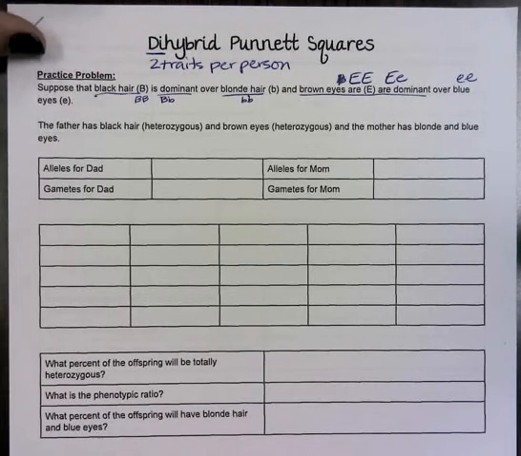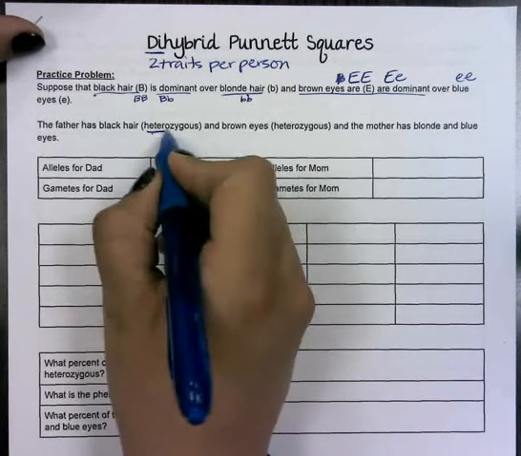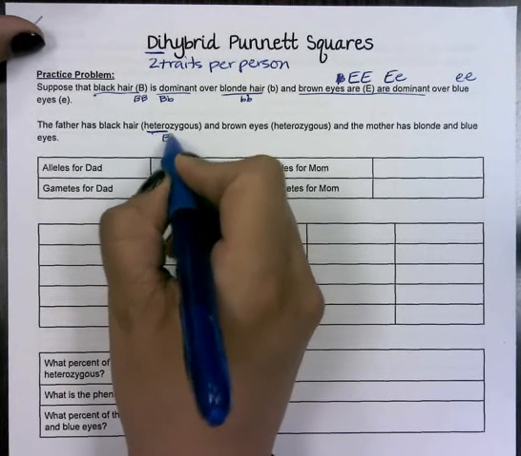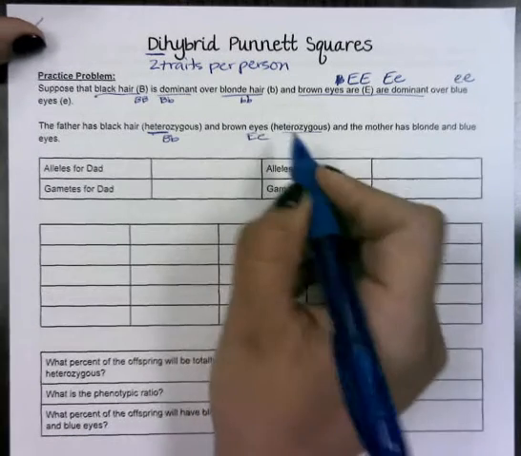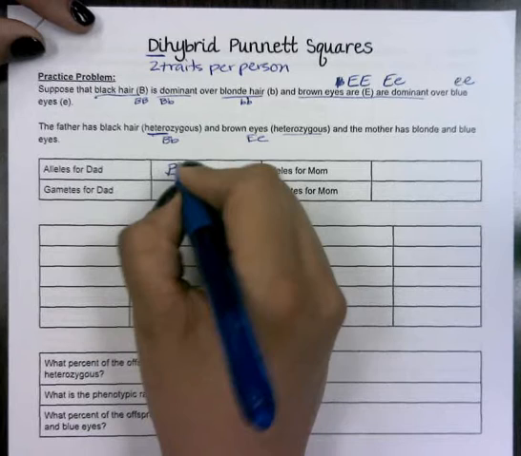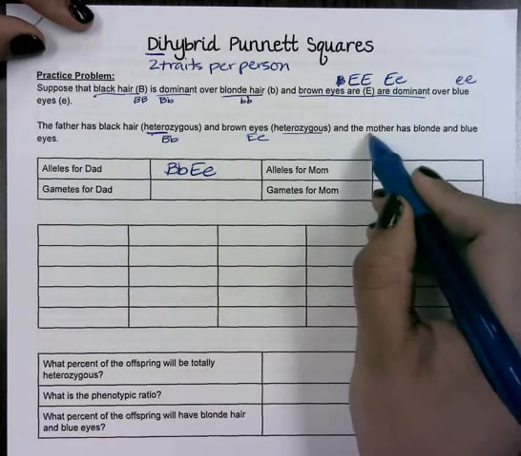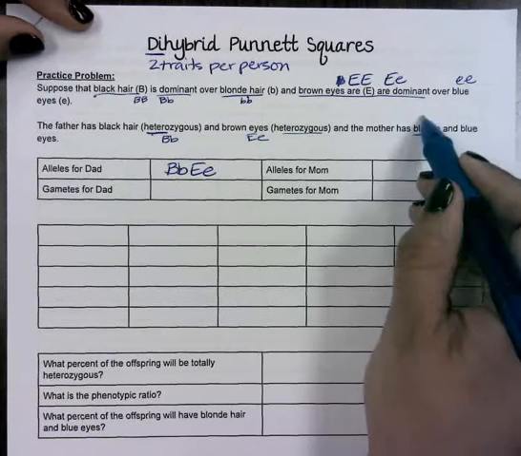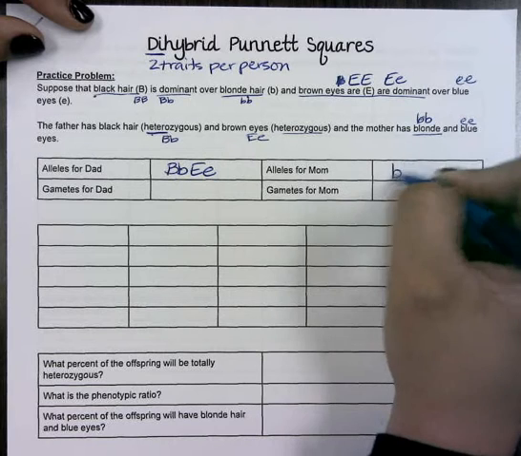Now it asks us, a father has black hair and he's heterozygous. Hetero means different, and he has brown eyes and he's also heterozygous. So these are his alleles: capital B, lowercase b, capital E, lowercase e. And the mother has blonde hair, so she's lowercase b's, and blue eyes, so she's all recessive.